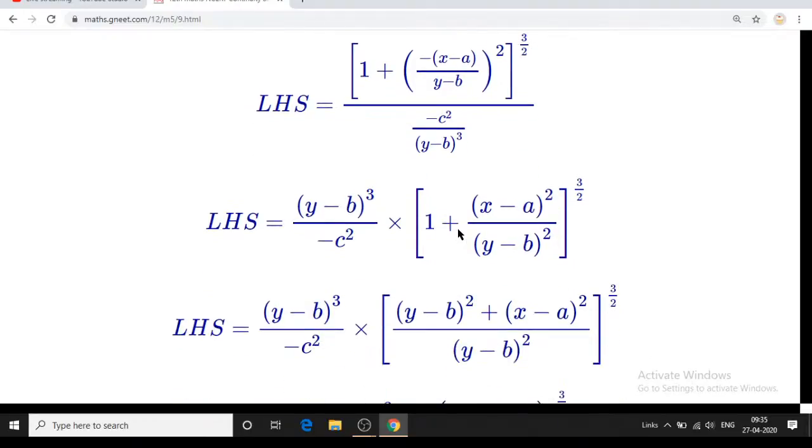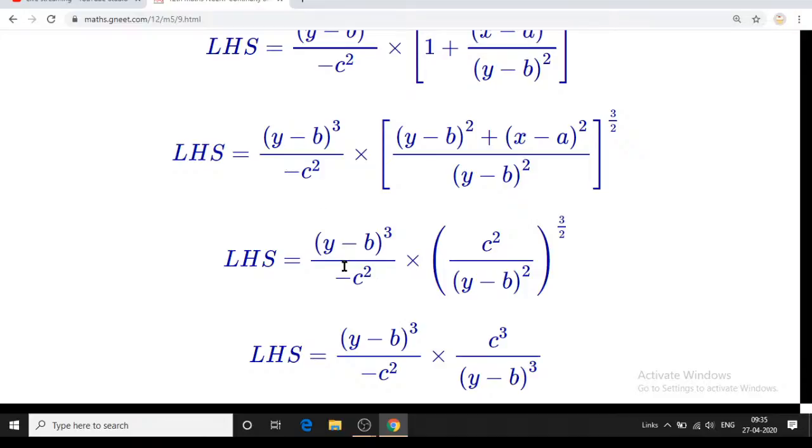Now we will simplify this bracket. The LCM is (y minus b) the whole square. So here it will be ((y minus b) the whole square plus (x minus a) the whole square) raised to 3 by 2. Again, (y minus b) the whole square plus (x minus a) the whole square is c square. So we have replaced this as c square upon (y minus b) the whole square, raised to 3 by 2.